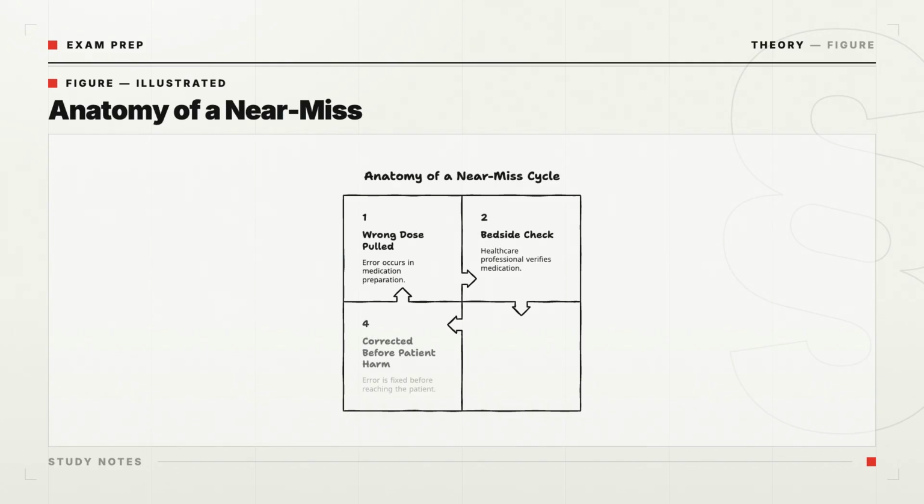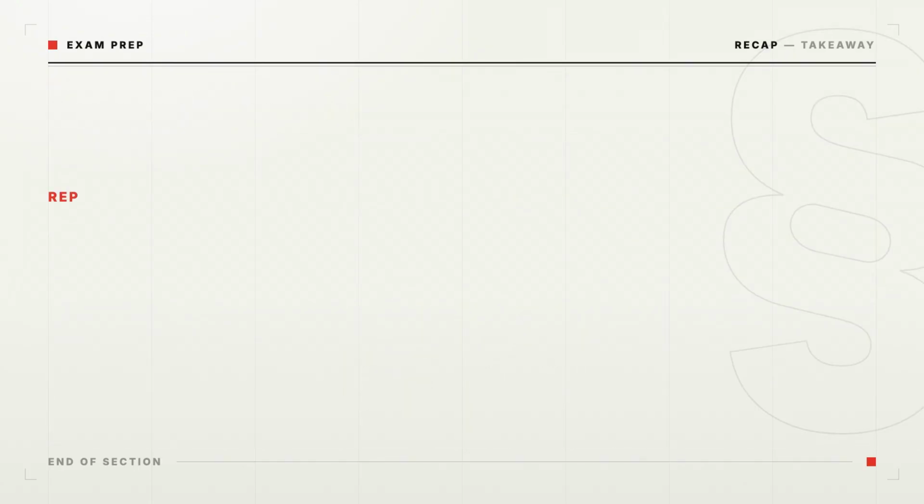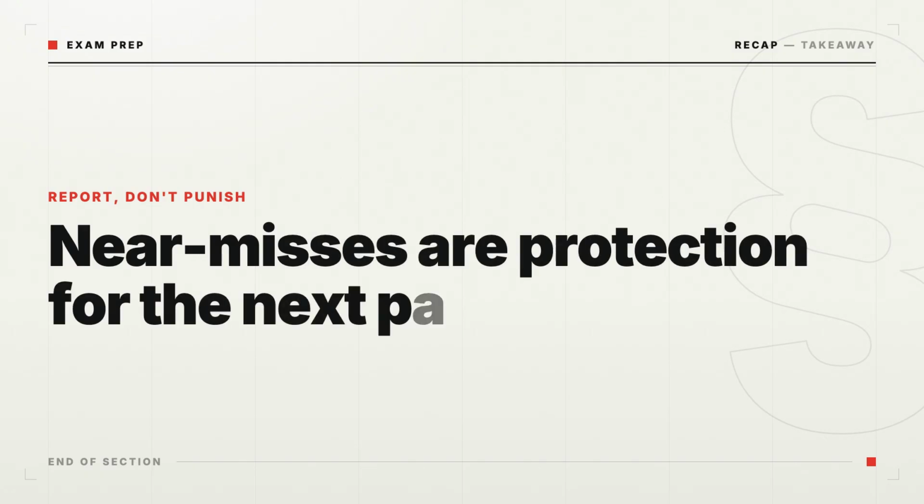A near miss is an error caught before it reaches the patient, like a nurse who pulls the wrong dose but catches it at the bedside check. No one is harmed, but the event is a gift, exposing a hole in the process without anyone paying the price. The right response to a near miss is to report it through the safety system for review, supporting the colleague rather than shaming them. On exam day, remember, just culture means reporting the event without blame, so the system gets fixed before harm ever occurs.